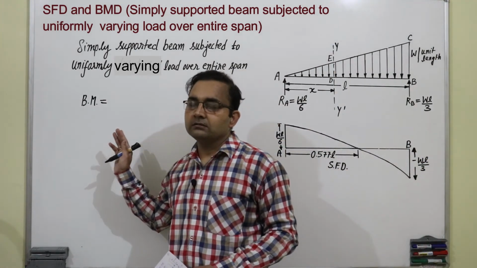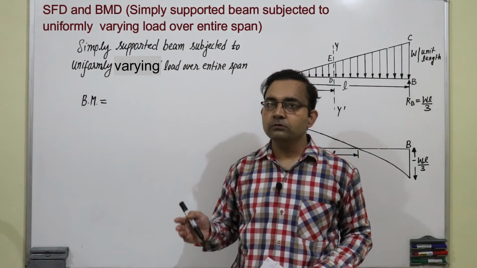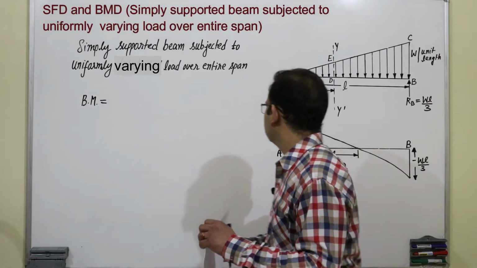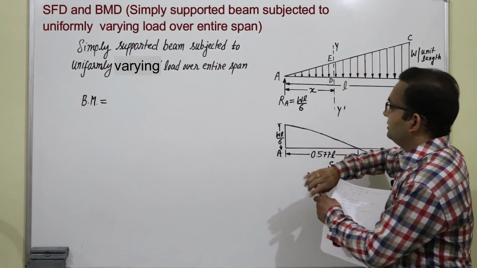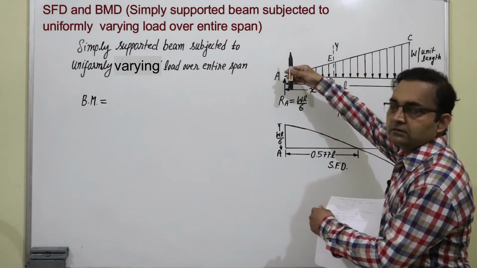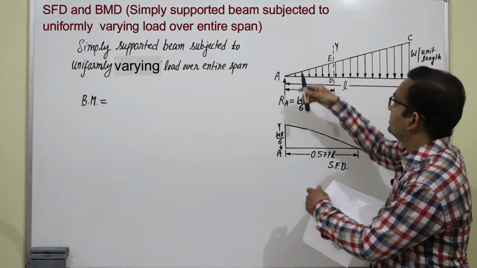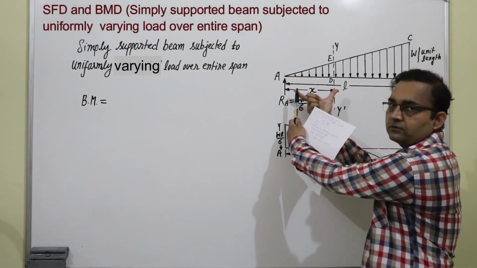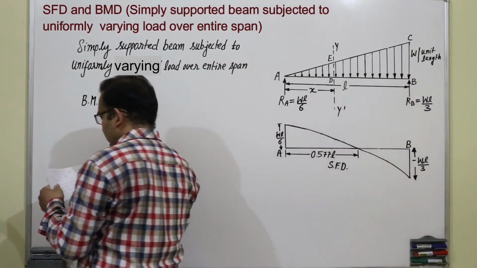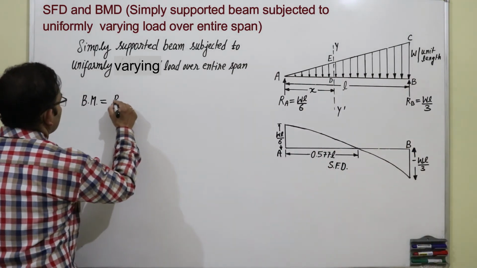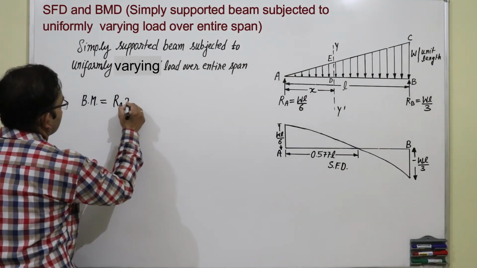Bending moment equation. Bending moment is the force into perpendicular distance. So, we will see towards the left of this section there is one force RA, it is upward force into perpendicular distance from the section is x. So, bending moment is RA into x.